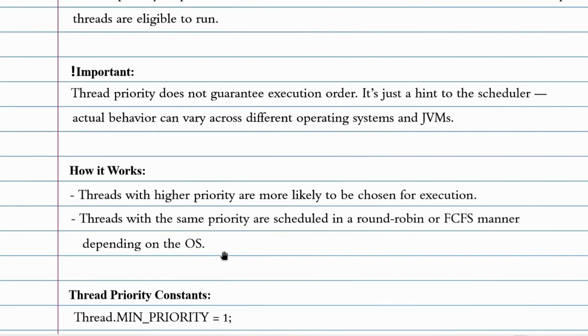So suppose there are two threads and both threads have the same priority, let's take an example as 5. Both threads have priority 5, so they are scheduled in the form of the round robin algorithm or first come first serve manner. It totally depends on the operating system that you are working on.